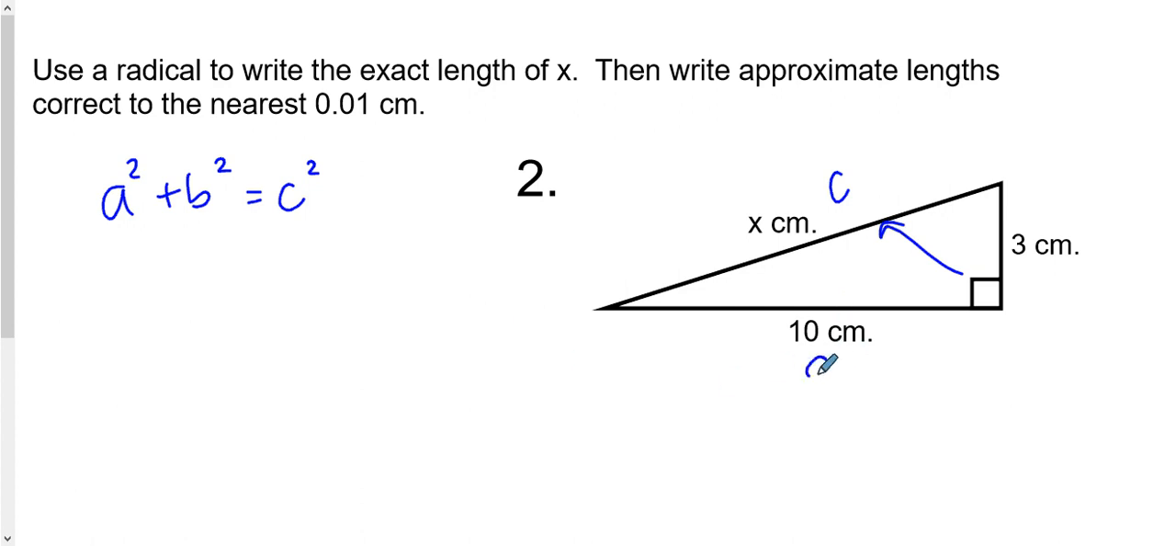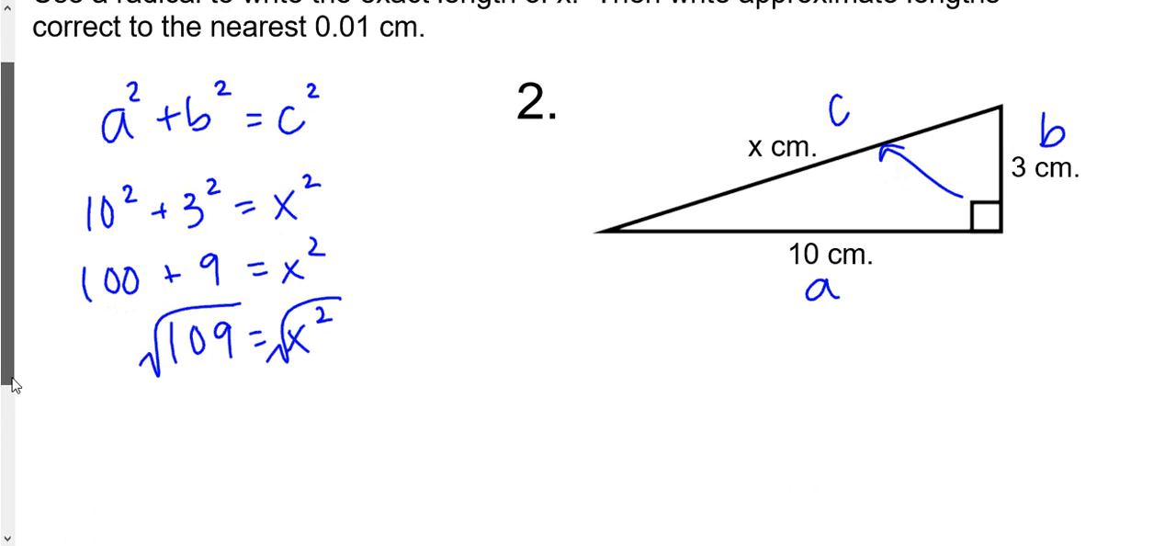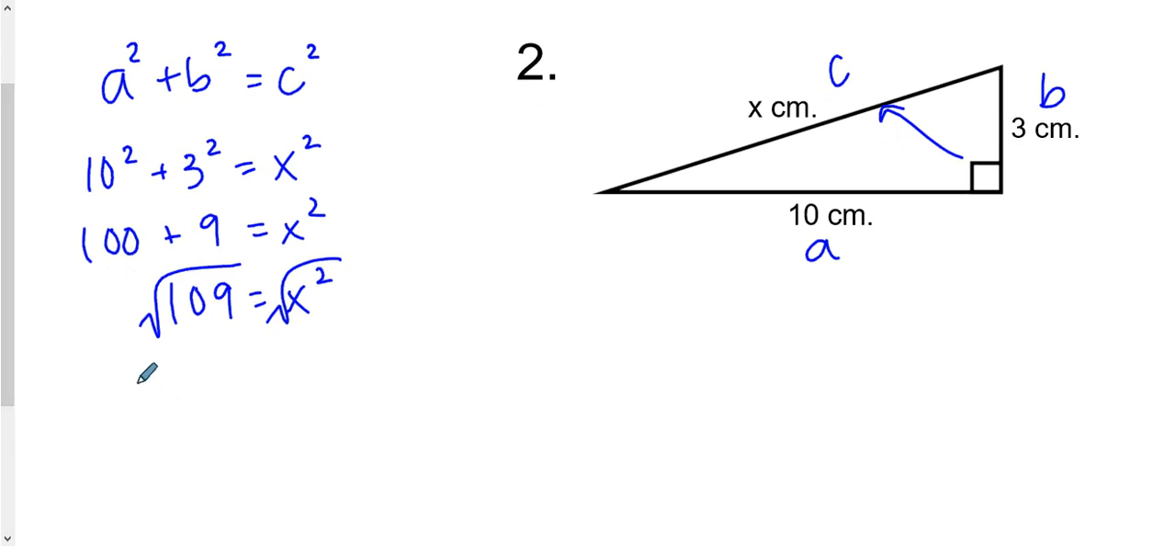All right, let's label. I made 10 a and 3 b, so that would give me 10 squared plus 3 squared equals x squared. 10 squared is 100, 3 squared is 9, and if I add those together, I get 109. To solve for x, I need to get rid of the square, so I'm going to square root both sides. My exact answer would be the square root of 109. I don't really know what that means in terms of triangle side length, so if I type that in my calculator, use my F arrow D button, I should get 10.44 centimeters.